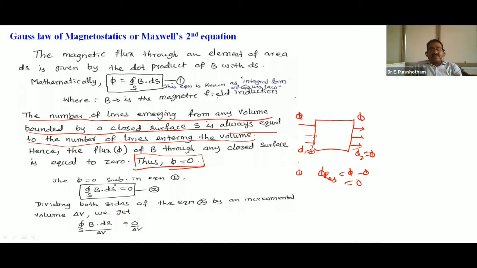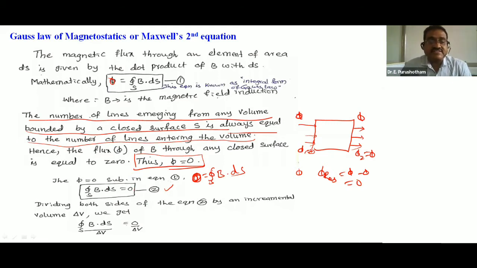We just substitute phi is equal to 0 in equation 1. So what is equation 1? Phi is equal to the surface integral of B dot ds. Substituting, this is 0. So the surface integral of B dot ds is equal to 0. This is equation number 1. The surface integral of B dot ds is equal to 0 because the magnetic flux is 0.